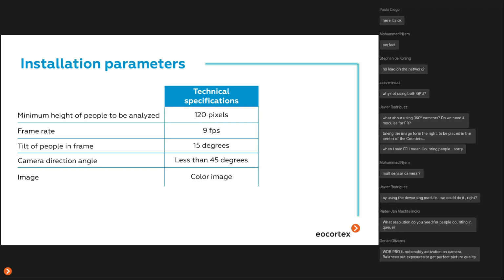The minimum height of people to be analyzed is about 120 pixels. If you factor in a 2 megapixel camera, you get the idea of how large the person should be. Then the frame rate: the minimum frame rate is about 9 FPS, but I would recommend going a bit higher if you can.